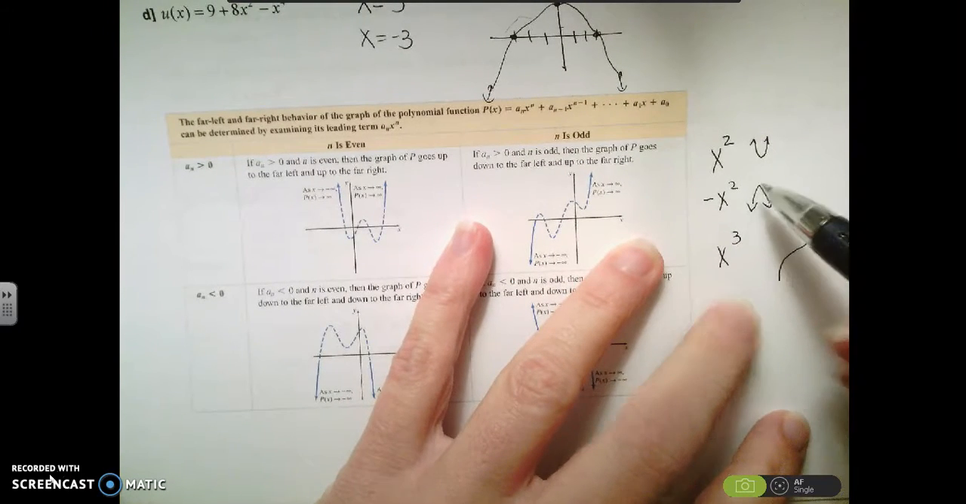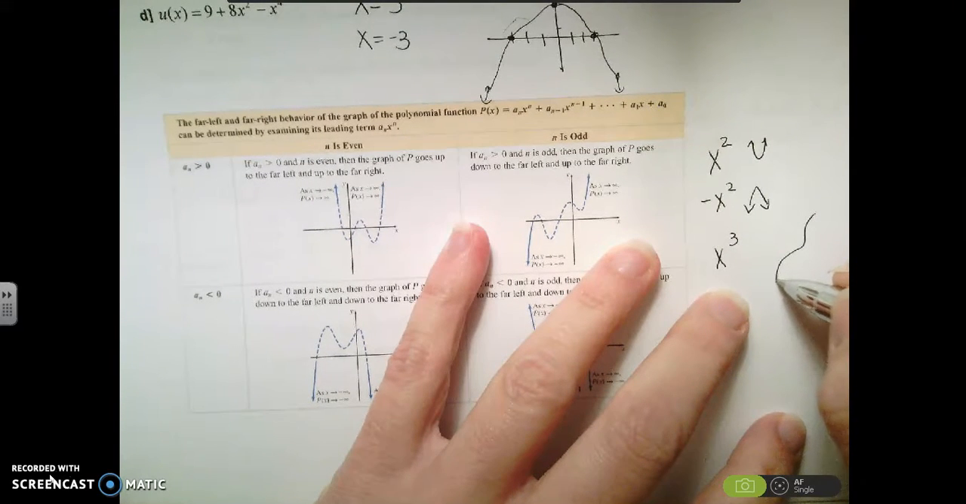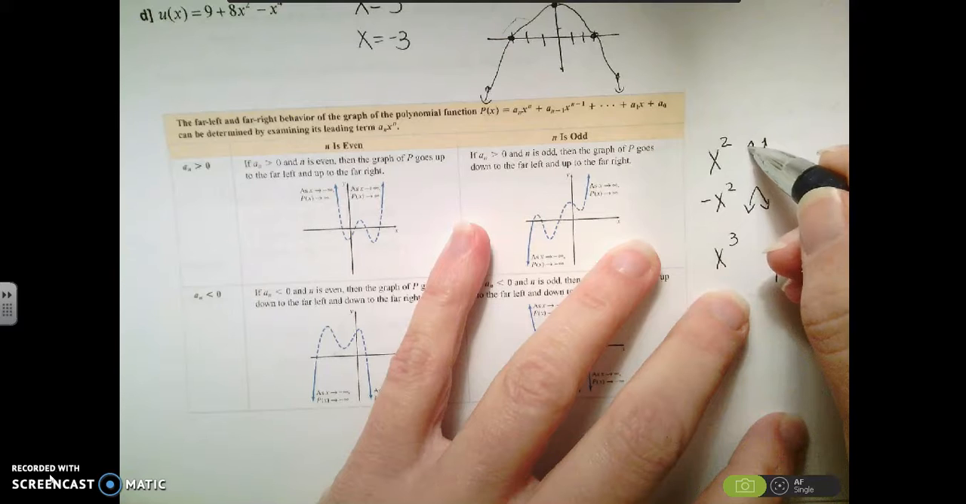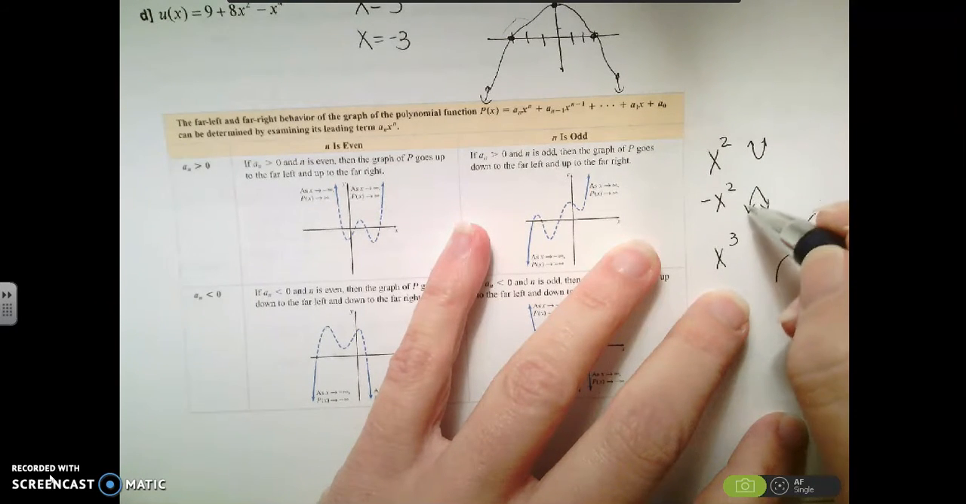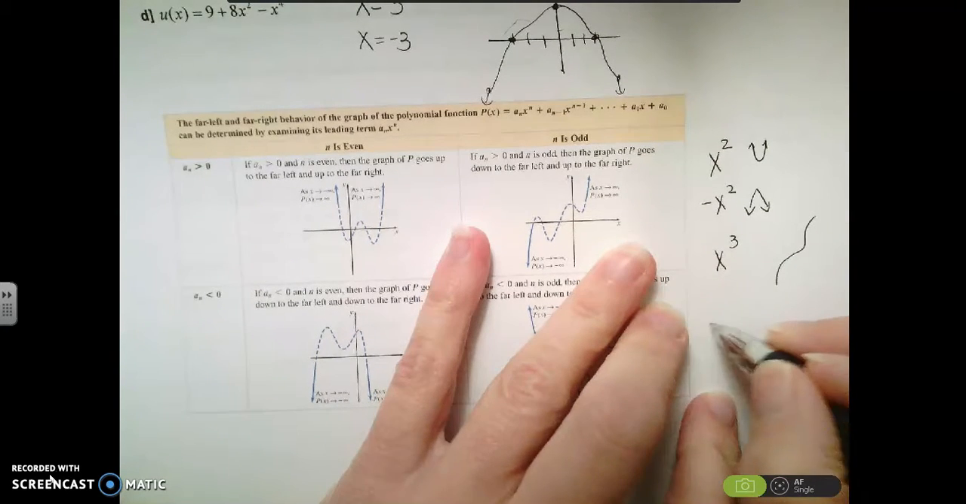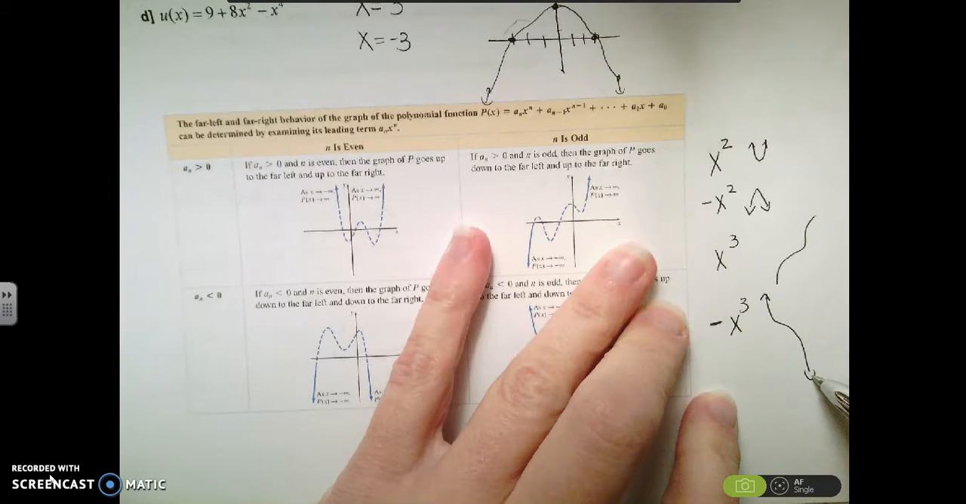So when we talk about the left behavior and the right behavior, for this one we're talking about it being down on the left and up on the right. In this case, we're talking about it being up on the left and up on the right. And on this one, it's down on the left and down on the right. If I put a negative in front of that x cubed, it becomes like this, and we would say it's up on the left and down on the right.